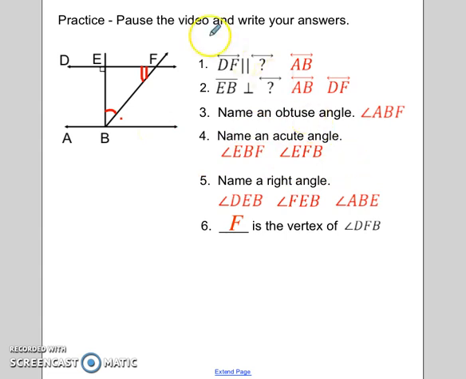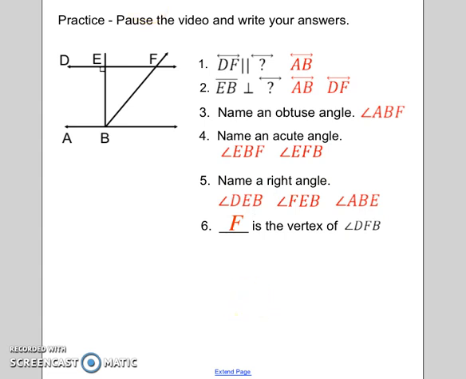A right angle, there are 3 different right angles that you could have talked about. You could have talked about DEB, so this one right here. You could have talked about FEB, so that would be this one right here. And you could have called ABE, this one right here. And again, you could name those backwards. BED, BEF, EBA, all would work.